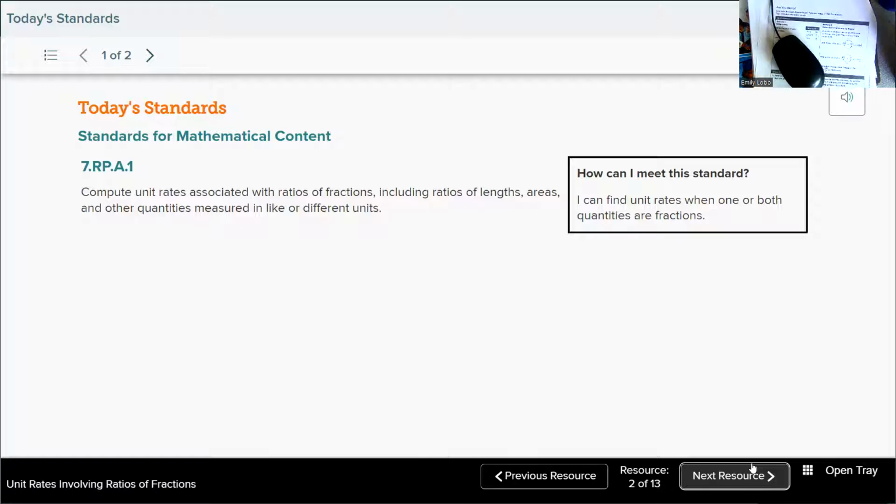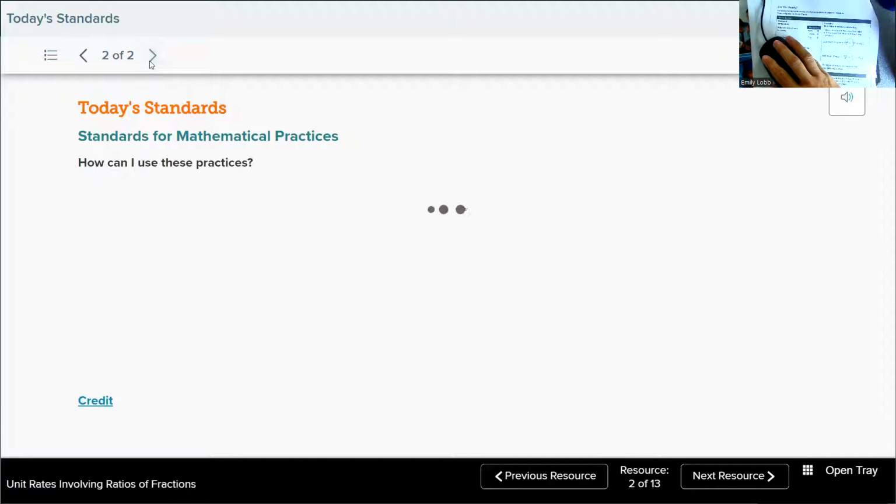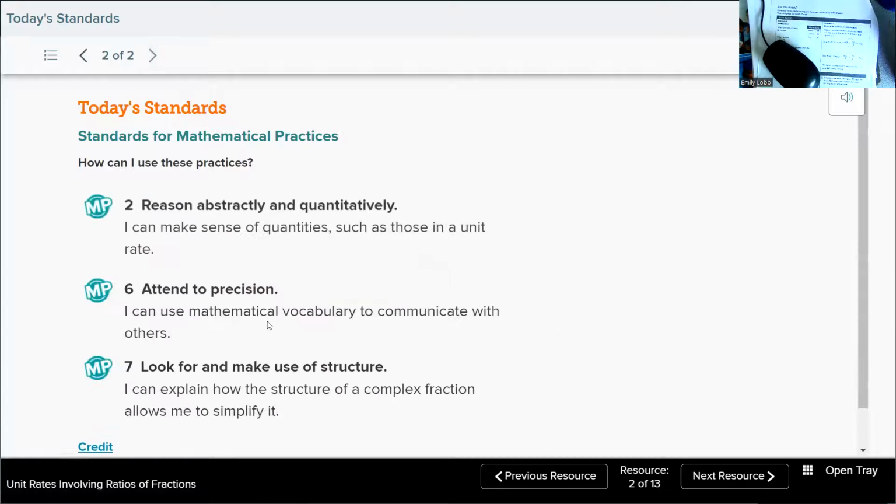All right, so we're in 7th grade. See that 7 there? That means it's a standard for 7th graders to know this. 7th graders need to compute unit rates associated with ratios of fractions, including ratios of lengths, areas, and other quantities measured in like or different units. So how can I use these?